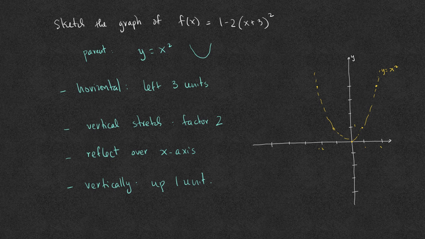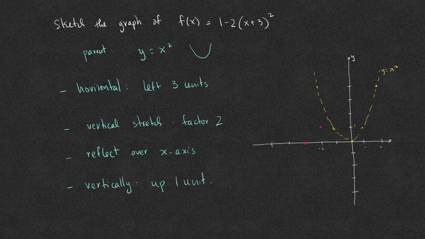By performing the transformation, instead of the point x equals 0, y equals 0, we will move this point to x equals negative 3, y equals 0. Again, we move this graph horizontally to the left 3 units. At the point 1, 1, we move it to the left 3 units. So 1, 2, 3. We end up at the point negative 2, 1.